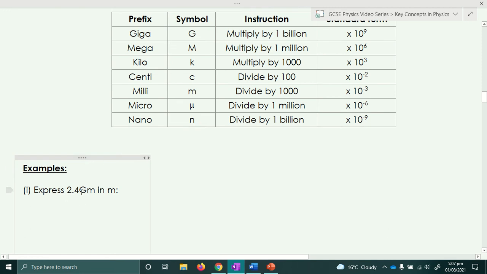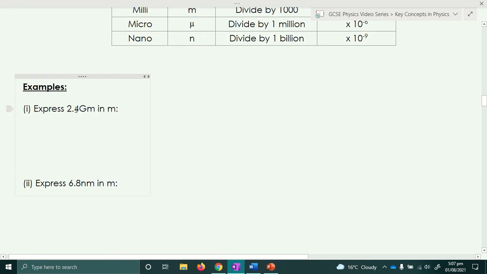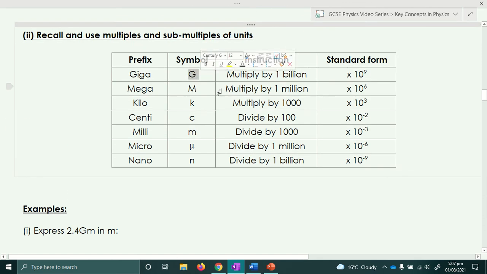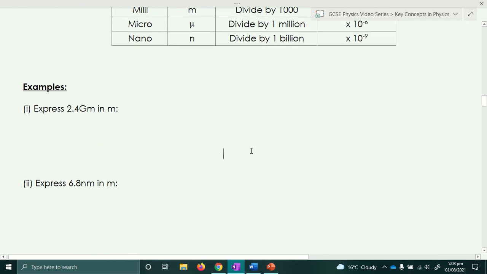So we can see in this first example, there's this capital G. G tells us we need to multiply that number by 1 billion if we see it in a calculation, or in standard form, times it by 10 to the 9. So let's see what that looks like. If we want to express it in meters, essentially what we're going to do is 2.4, and we're going to now multiply it by 1 billion. Now 1 billion is 1 followed by 9 zeros, so we're going to end up with all of these zeros in here.